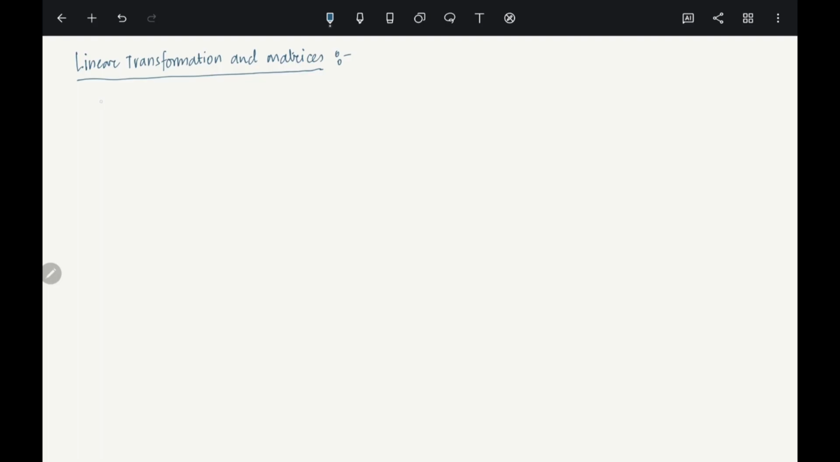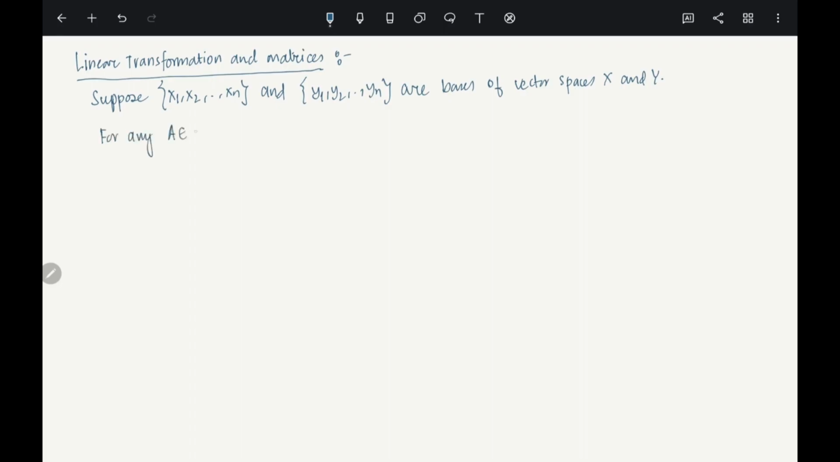Suppose that we start with two bases, x1, x2, ..., xn and y1, y2, ..., ym, which are bases of vector spaces X and Y respectively. Now we start with a linear transformation A from X to Y.